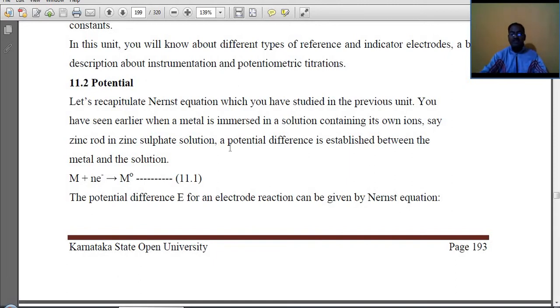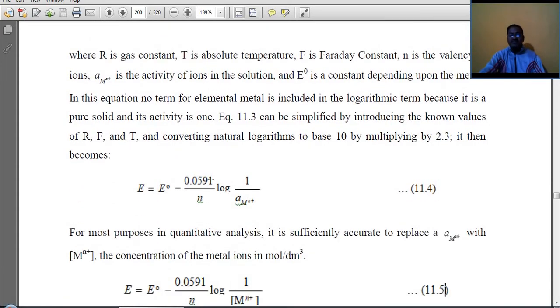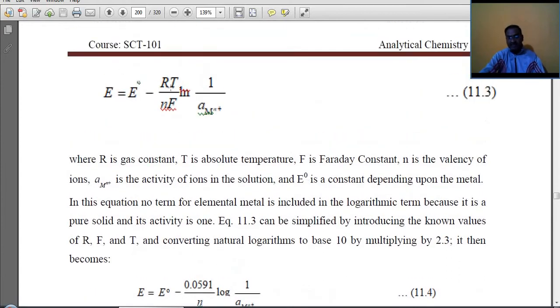The potential difference E for an electrode reaction can be given by the Nernst equation, where R is the gas constant, T is absolute temperature, F is Faraday's constant, n is the valency of ions, a of M n+ is the activity of ions in the solution, and E naught is a constant depending upon the metal. That is the abbreviation of the Nernst equation. Next, this is the reformed Nernst equation: E is equal to E naught minus 0.0591 by n log 1 by a of M n+. Here the R value, T value and Faraday's constant value are mentioned.